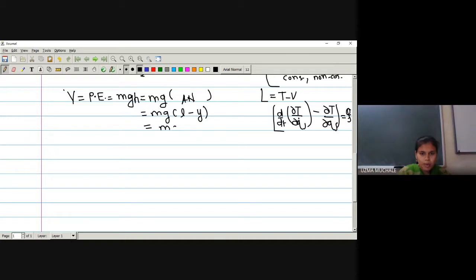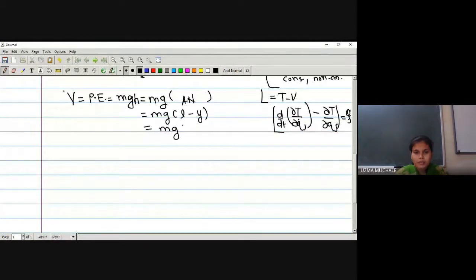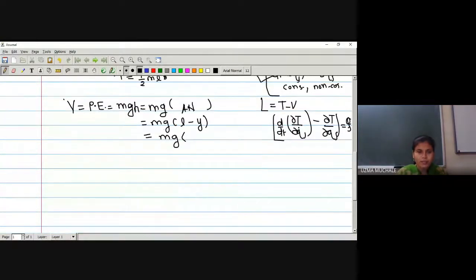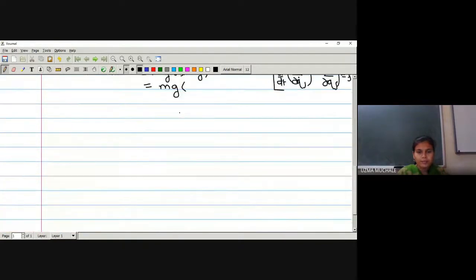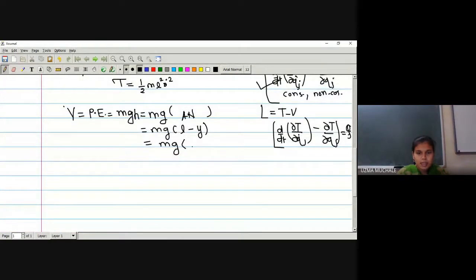Okay, mgh. We don't know about mass and gravitational acceleration, so simply we are discussing the height. So what are we going to write down? We know the value of y. What is the value of y? Y is equal to L cos theta. So I will write directly here: y is nothing but L cos theta.